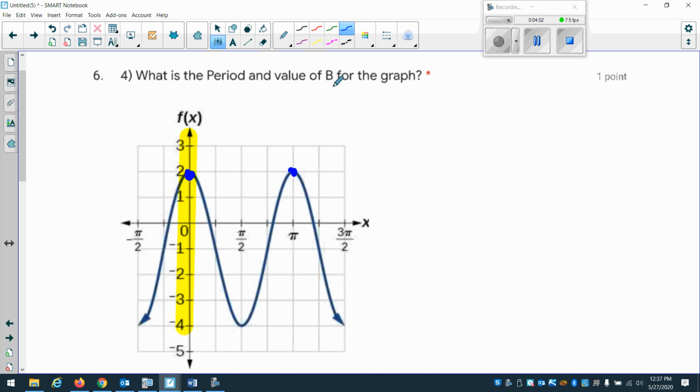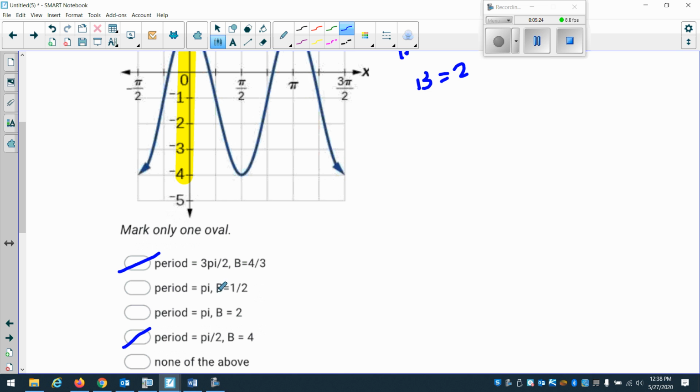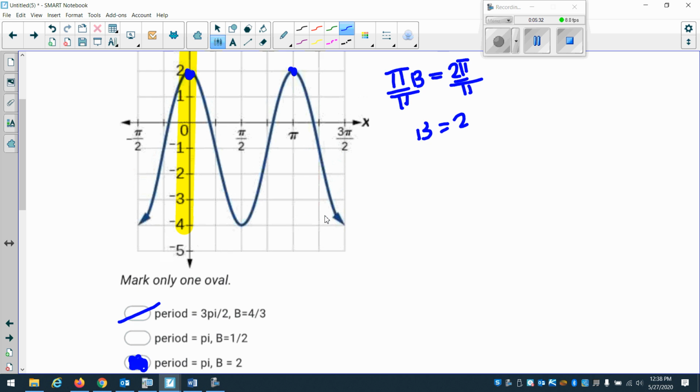Now we have to figure out what the b value is. So pi equals 2 pi over B. Cross multiply. Divide by pi. And you have a B value of 2. So it's going to be this guy here. If your B value was 1/2, then you would have a period of 4 pi.